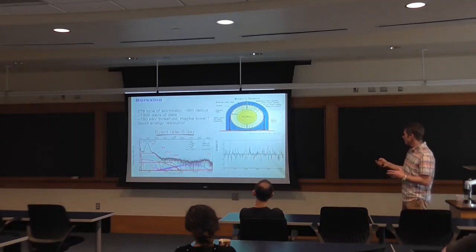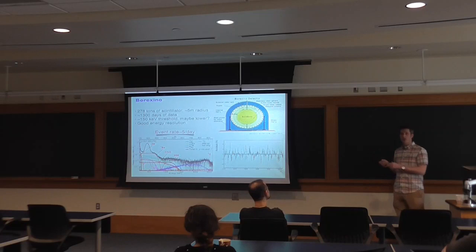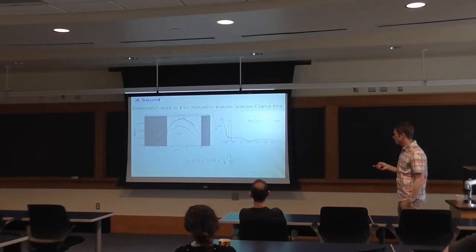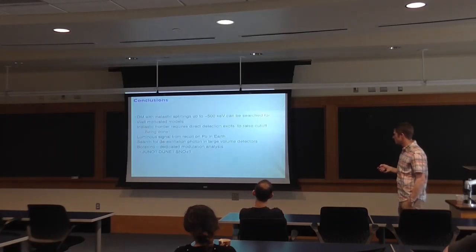But if you had a zero background experiment, what matters here is not really whatever fills Borexino, right? We don't care whatever material is in here. We just really care that they're capable of seeing a photon. So you just want a large, low threshold space capable of seeing photons, and then you can do this type of search for inelastic dark matter.